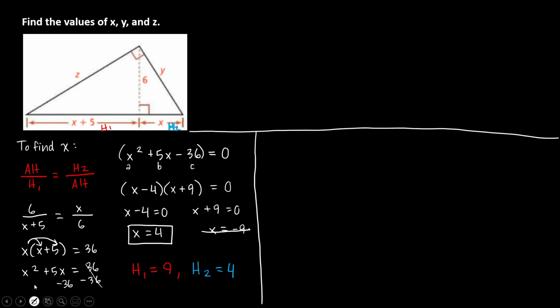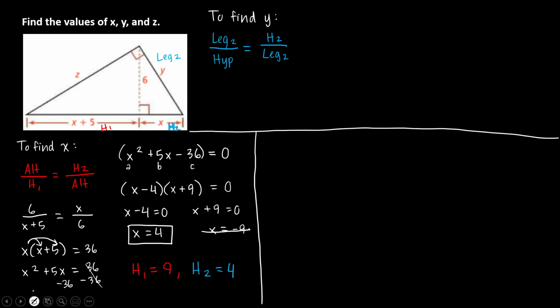Okay, to find y, let's move up to the top. I know that y is a leg of the triangle. So I'm going to use the proportion that tells me, let's call this leg 1, or let's call it leg 2. So I know that this leg is the geometric mean of the whole hypotenuse and the portion of the hypotenuse closest to that leg.